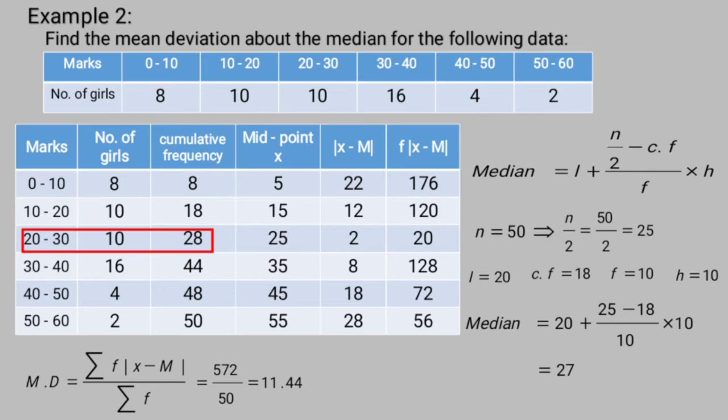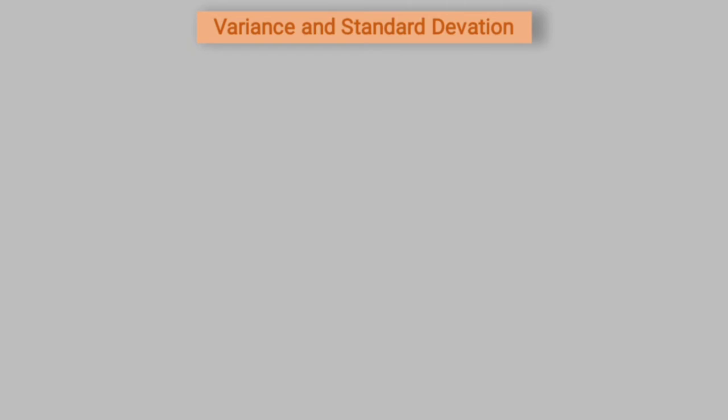That is, we have to add these values. You will get 572. Sigma f is number of girls. So if you add the number of girls, you will get 50. So 572 divided by 50 is equal to 11.44. This is the mean deviation. And next we are going to see variance and standard deviation.